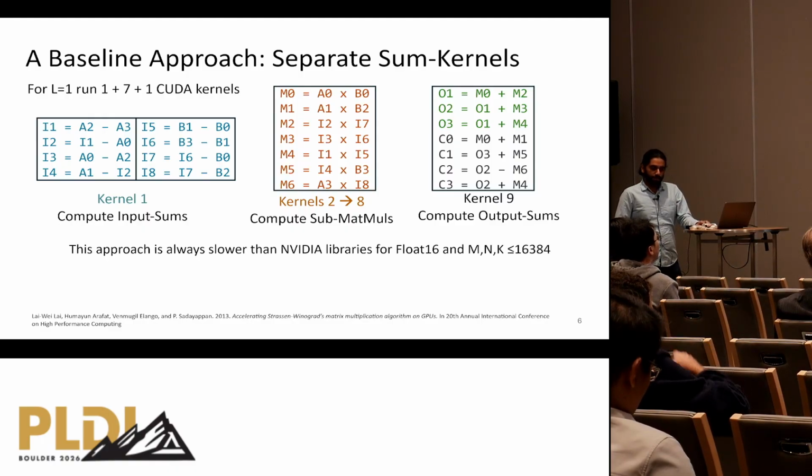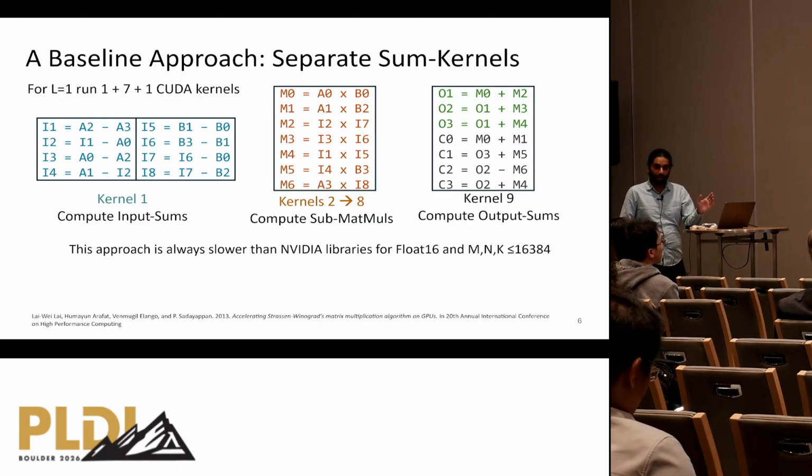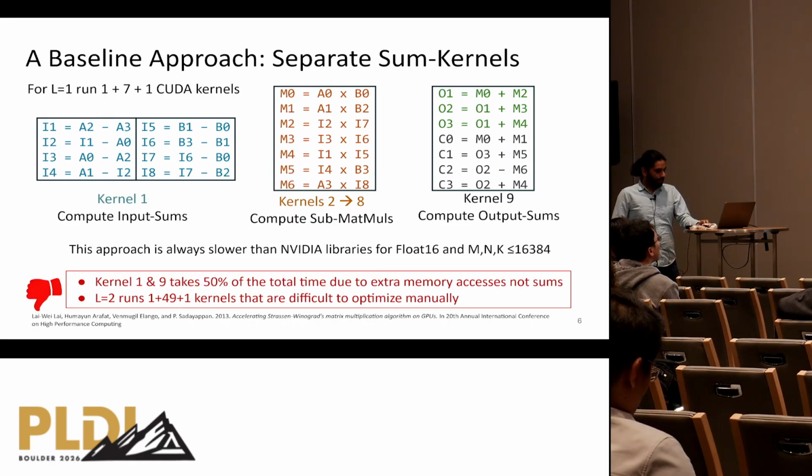But this approach is always slower than NVIDIA's libraries for float 16 and very large sizes, up to 16,000. And the reason is simple: the first, the second, and the last kernel can take up to 50% of the total time, because what they are just doing is reading memory, computing something, and writing it back. So the problem is not actually the summations here. The problem is the memory accesses, and how can we avoid that?